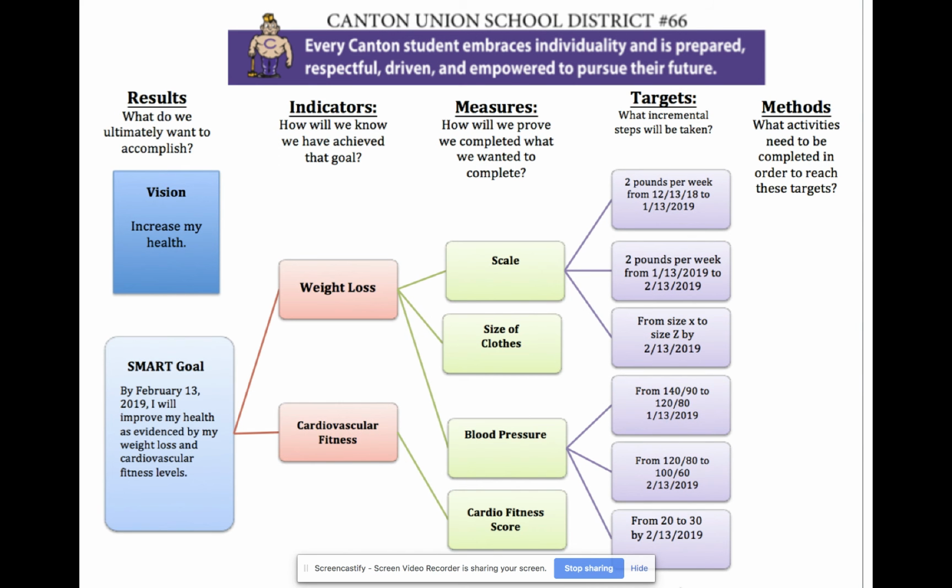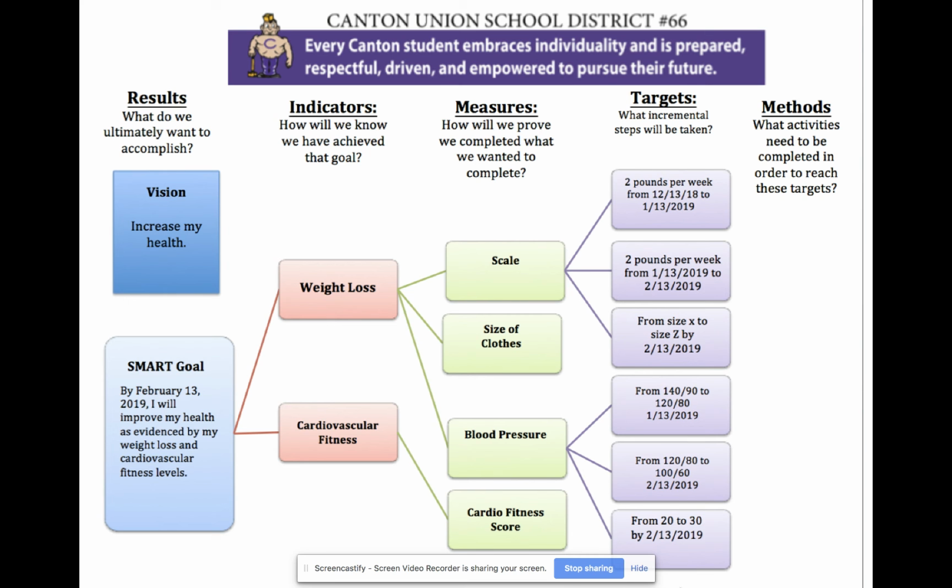Using the targets, we are able to determine exactly how to construct an obtainable SMART goal. Our SMART goal reads, by February 13th, 2019, I will improve my health as evidenced by my weight loss and improved cardiovascular fitness levels. This goal is strategic as it aligns with my overall vision of becoming healthy.